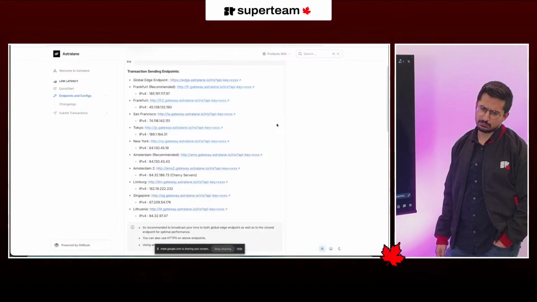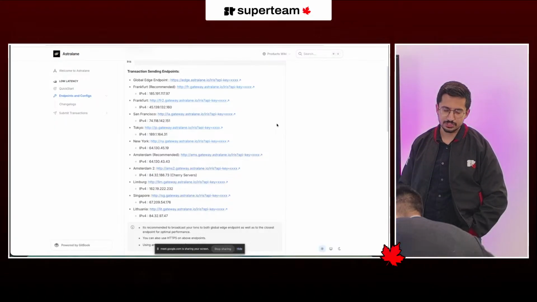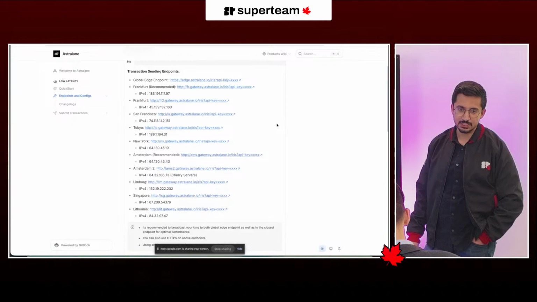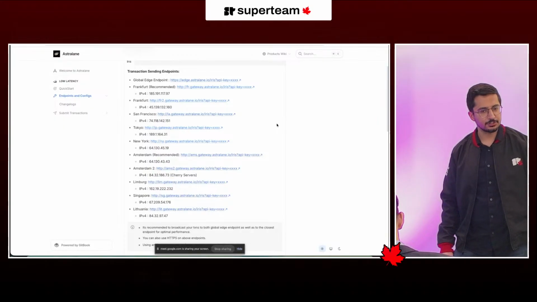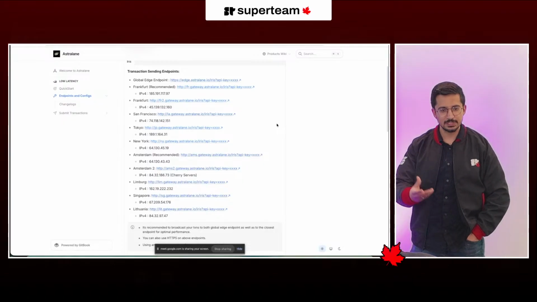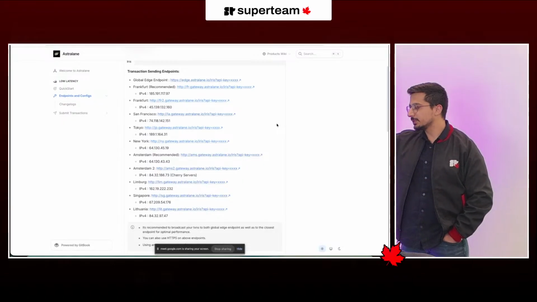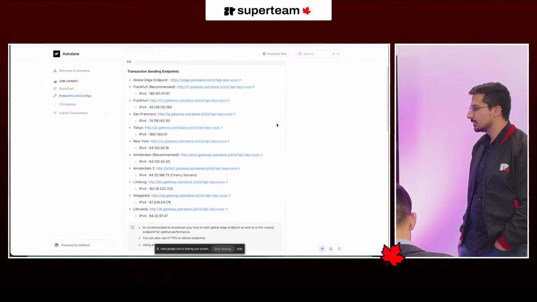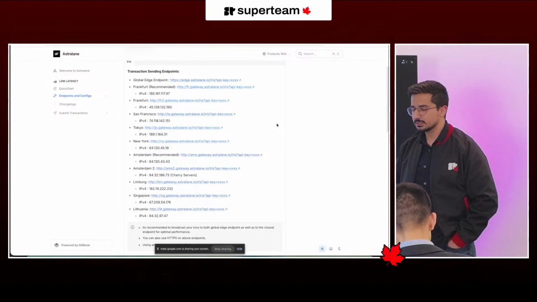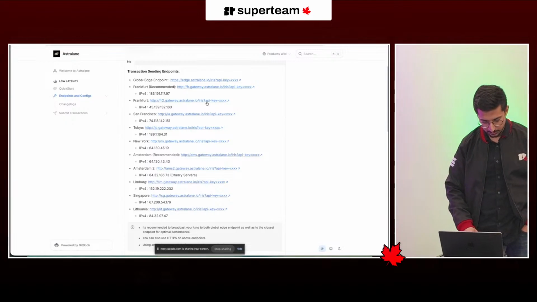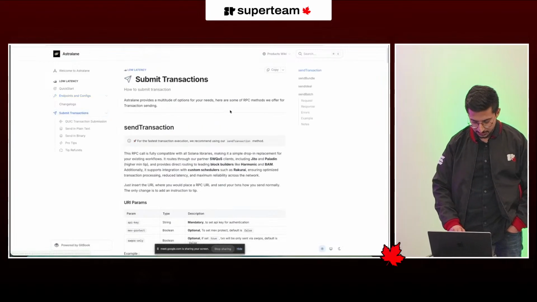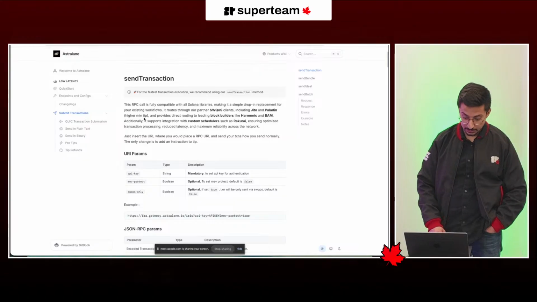We recommend clients to send to at least 3 to 4 of the endpoints as well. Usually, when you're building a production app, you would not be sending your transactions through the laptop. You would have a server. The server would be co-located to one of these endpoints or close to one of these endpoints, and then you can fan out the transaction across multiple endpoints. So if you go to submit transaction, we have multiple of these endpoints.